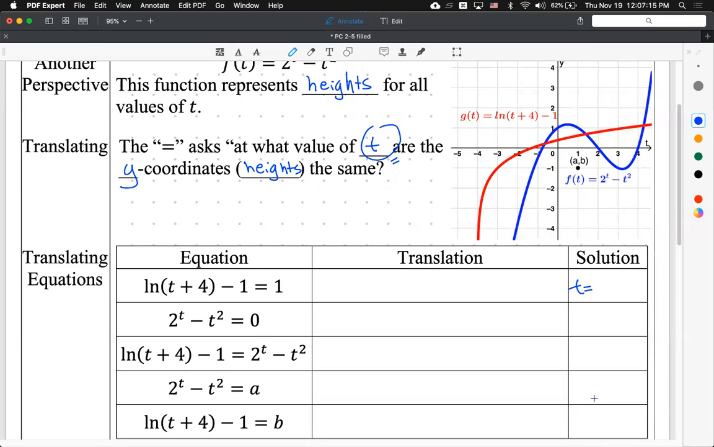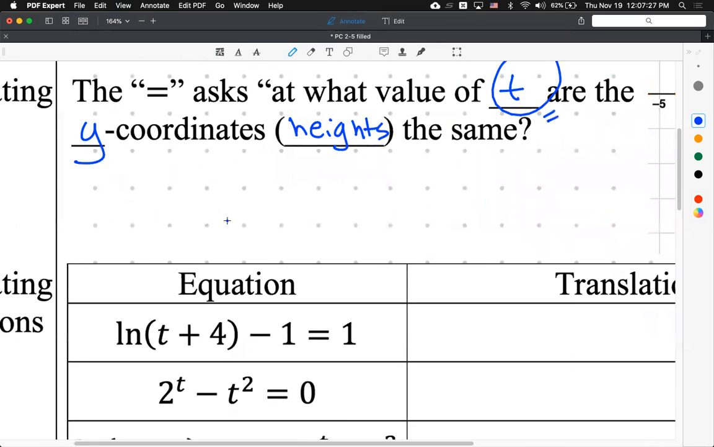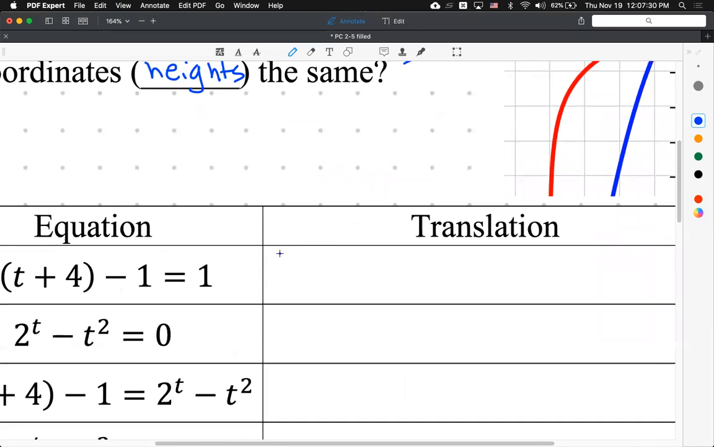Or the way that I write this down, since you don't have color, is when is g of t, as opposed to f of t, when is g of t have a height of 1? And I'm going to write that here for our translation. So we'll zoom in so I can write nice, neat, and tidy.